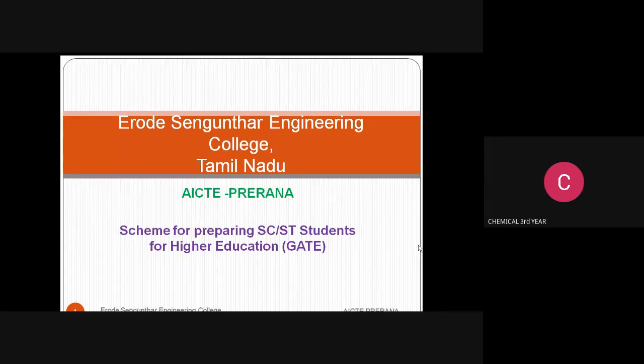AICTE PRERANA sponsored GATE coaching class for the SC/ST students. So this class is conducted for the benefit of SC/ST students for their higher education. So that we will be giving coaching regarding the core subjects in chemical engineering. So I welcome you all for this GATE coaching class.